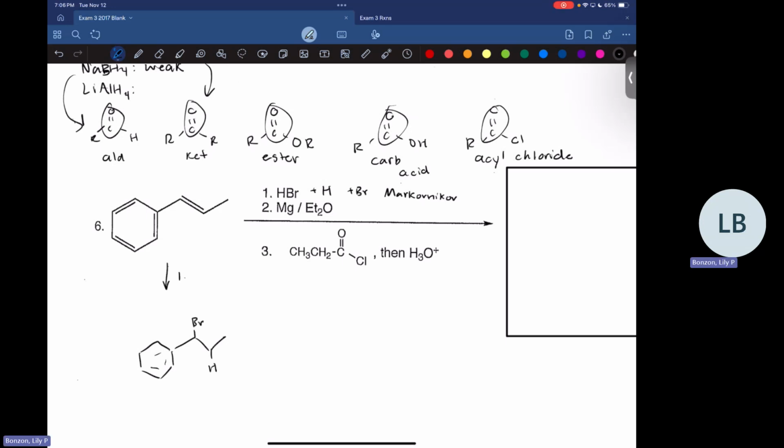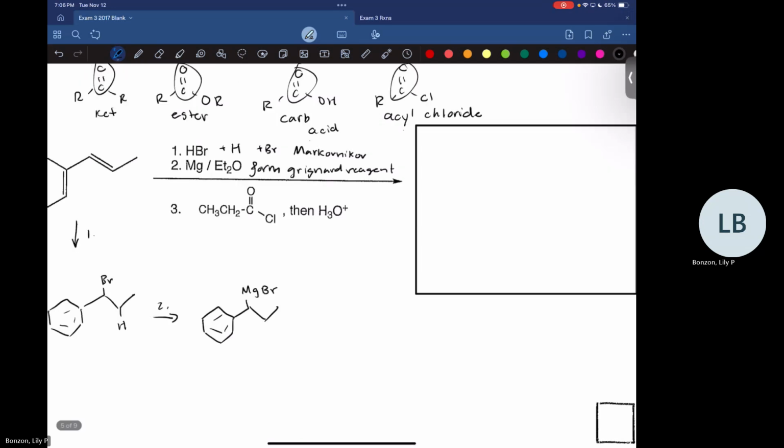So then for step 2, we have Mg, ether. So this is going to form the Grignard reagent. We're just going to turn the Br into MgBr. Then step 3, we have an acyl chloride, which is one of these groups that I mentioned up here. It's just the carbonyl connected to the chlorine on one side, and then H3O plus.